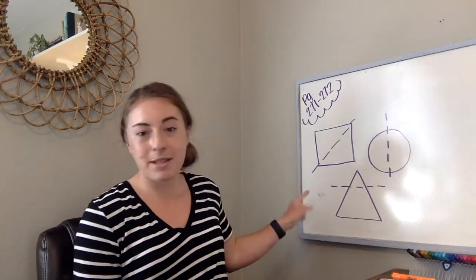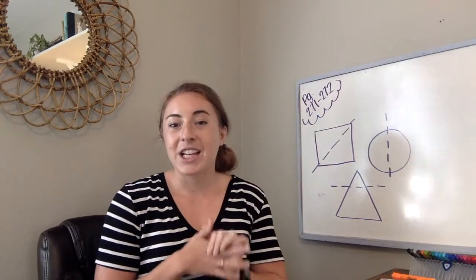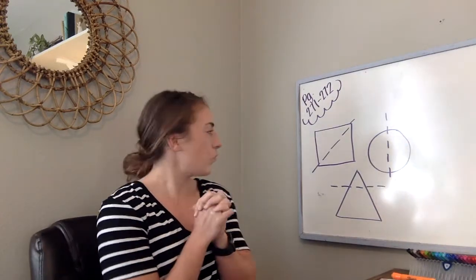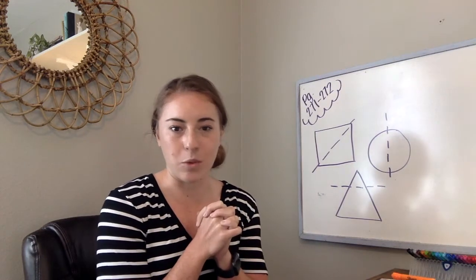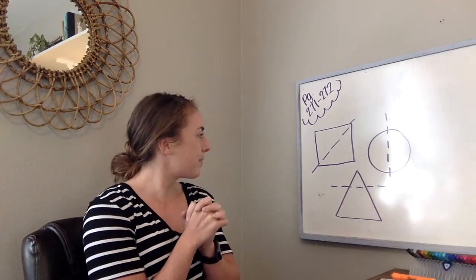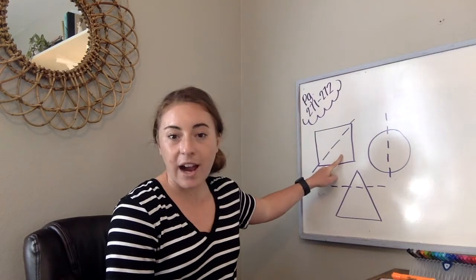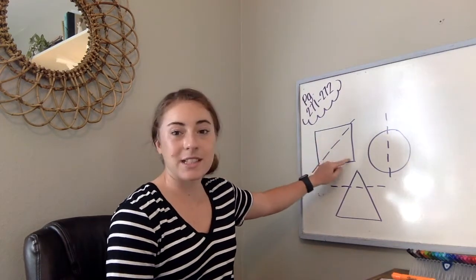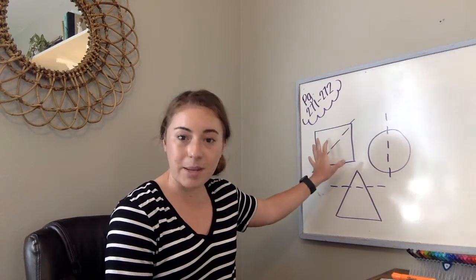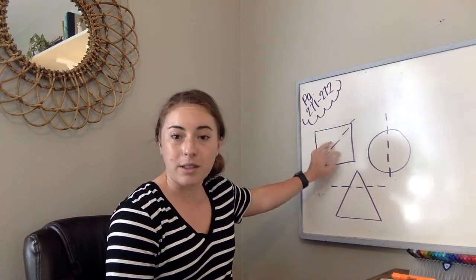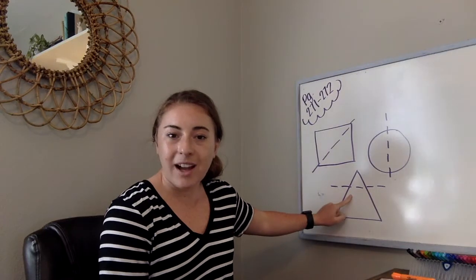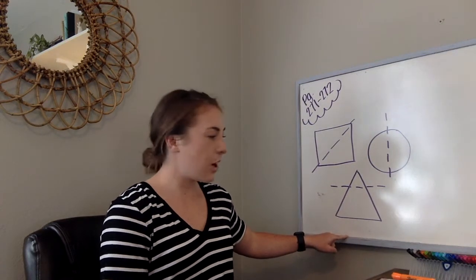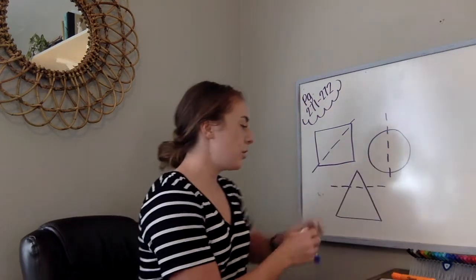Now I have some shapes up on my whiteboard. Can you tell me which shapes have equal parts? What are the names of the shapes that have equal parts? Does a square have equal parts? Yeah, 2 triangles. They're the same size and the same shape. So the square has equal parts. Does my triangle have equal parts? No, I see 2 different shapes.